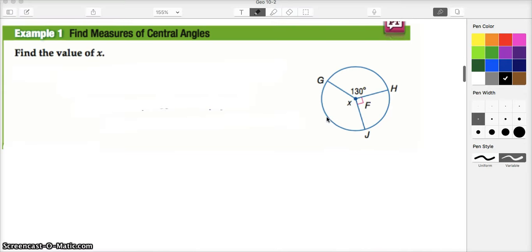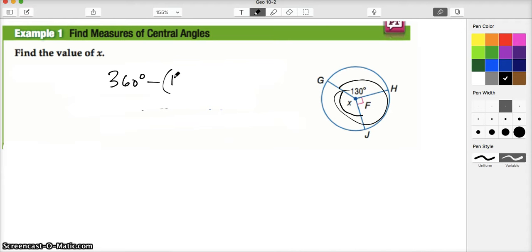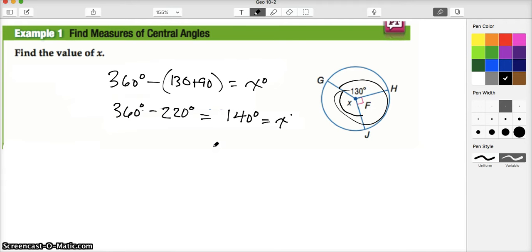Here in example 1, they want us to find the measure of this angle here, angle X. We know that this whole thing has 360 degrees, and I need to subtract out the other two. I'm going to subtract 130 plus 90. So the sum of these two subtracted from 360 should give me X degrees, right? Kind of makes natural sense. So 130 plus 90 is 220. 360 minus 220 leaves me with 140 degrees. And that's the measure of angle X.